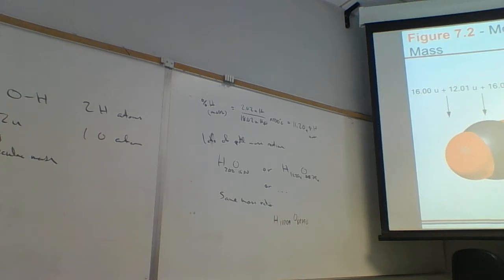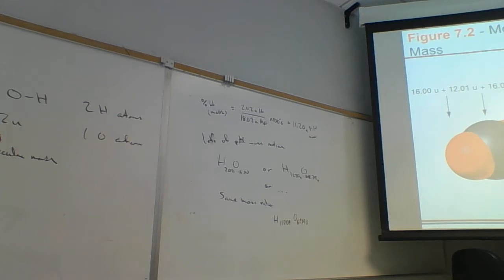1.01 U per atom. What's the average mass? Or 1.01 grams per mole of atoms. So let's say if I had 1.01 U per atom, let's say I had a dozen atoms. How much would a dozen atoms weigh? A dozen atoms would weigh 12 times that, because a dozen's 12 atoms.